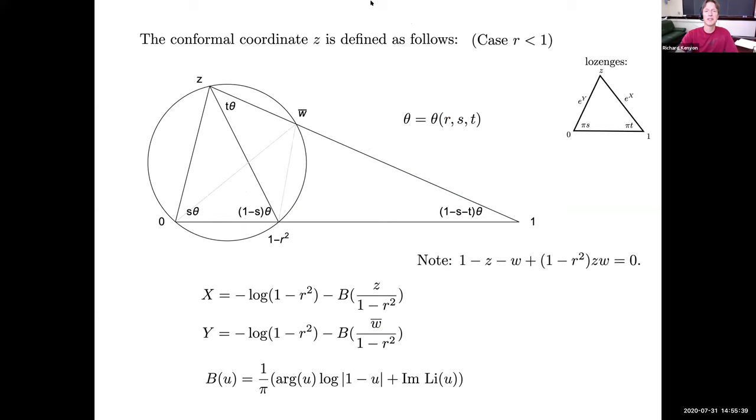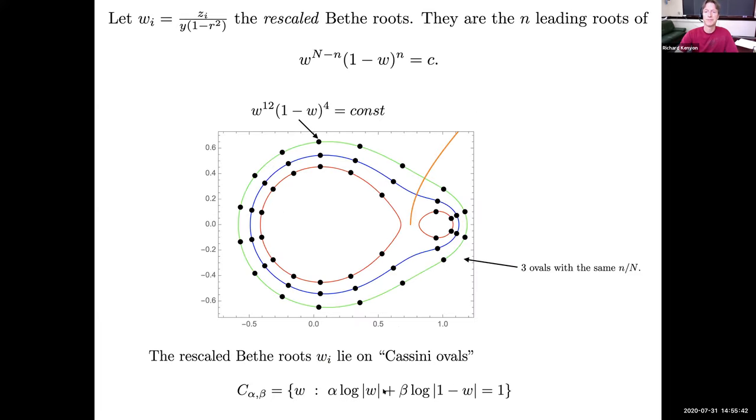I probably can't see my chat window. Was there another question? There was this question from Sanjay in the chat. I don't know if you see it or I can read it. Is there a way to formalize the equidistribution of the roots?